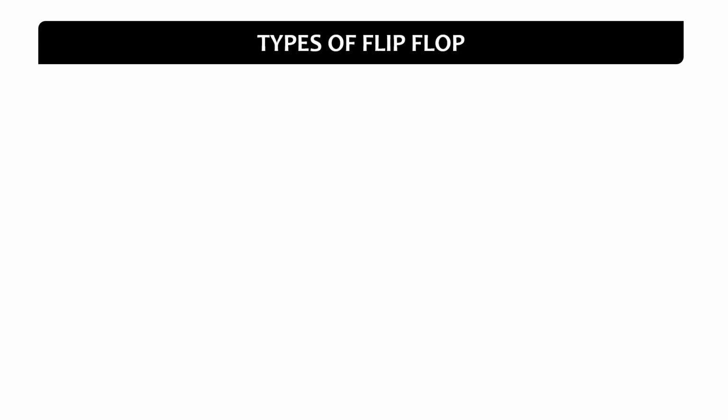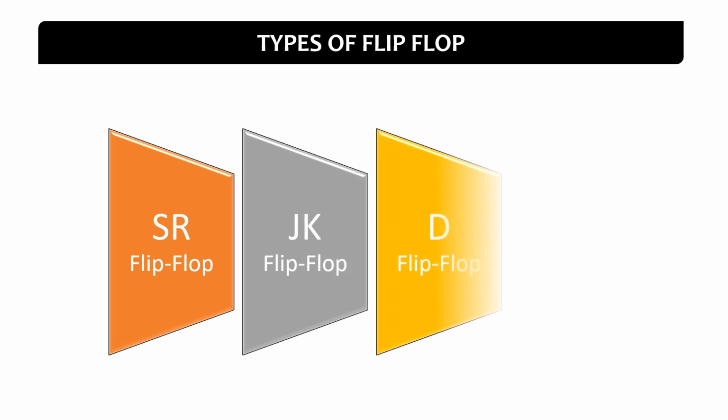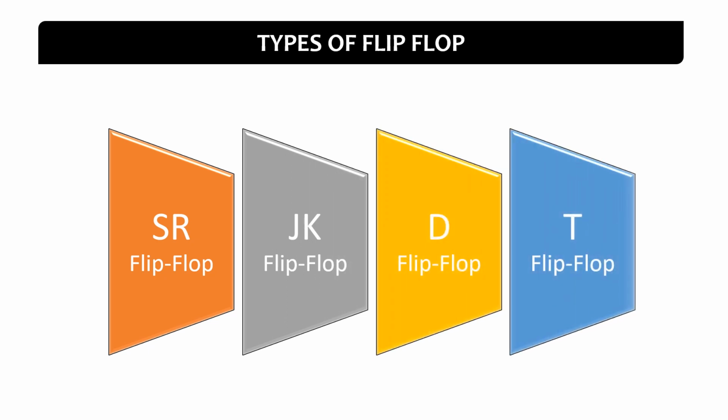Now let's talk about the different types of flip-flop. So there are a total of 4 types of flip-flops. First, SR flip-flop, second JK, third is D, and the fourth is T flip-flop. So SR is a basic type of flip-flop, and all the others, JK, D and T, are advanced or updated versions of the SR flip-flop. So first we'll start with the SR flip-flop, and then we'll see all the other 3 flip-flops.